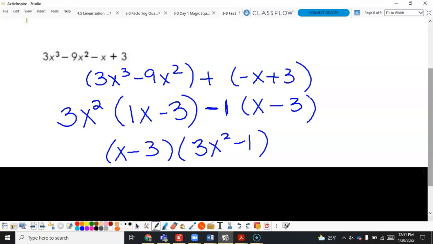Does it matter if the x squared is in the second set of parentheses? Did you write 3x squared minus 1, x minus 3? No, I wrote it the way you do, but I'm saying, is that okay if that's your final answer? It doesn't have to be in order? Correct.